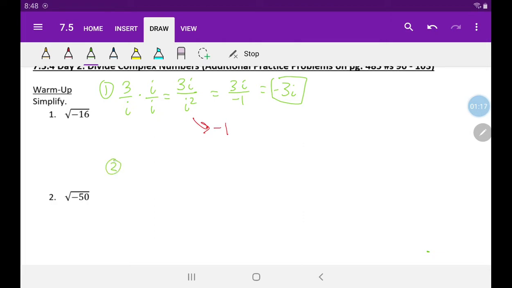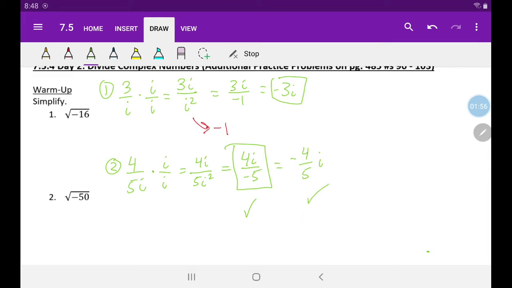For number 2 from that classwork, you had 4 over 5i. This one's a little different because now we have a number in our denominator, but we can still just multiply by i over i. So we'll get 4i over 5i squared. And then i squared is -1, so this turns into 4i over -5. You could leave it like that, and you would get full credit for that. That's completely correct. Or you could take the i out of the fraction and rewrite this as -4/5 i. That's also completely correct.